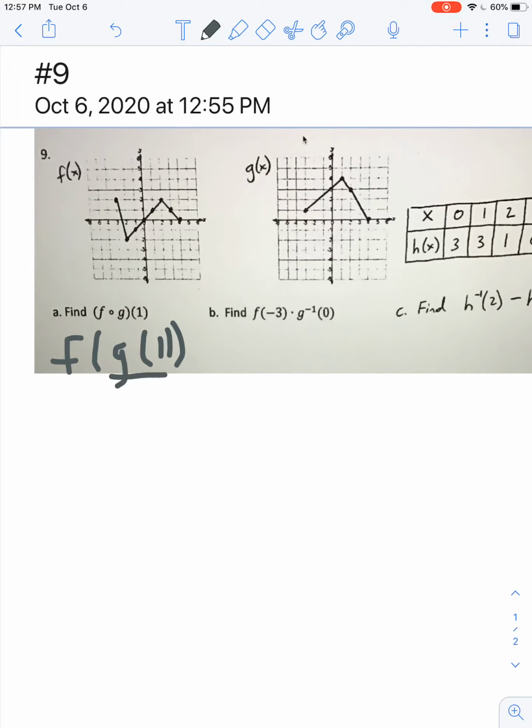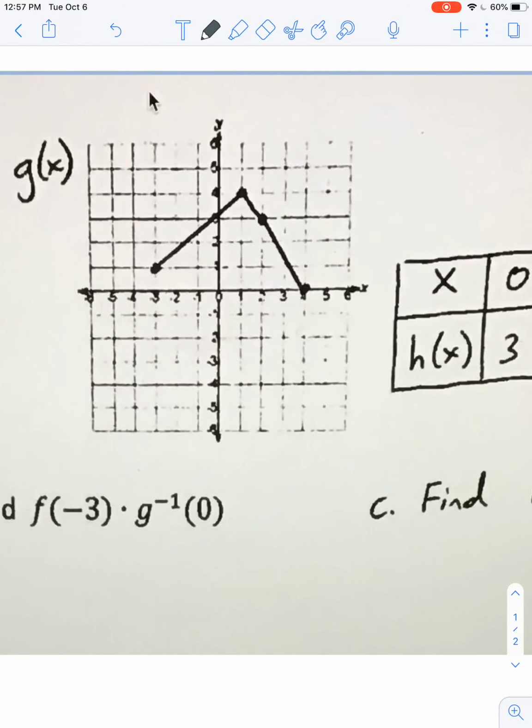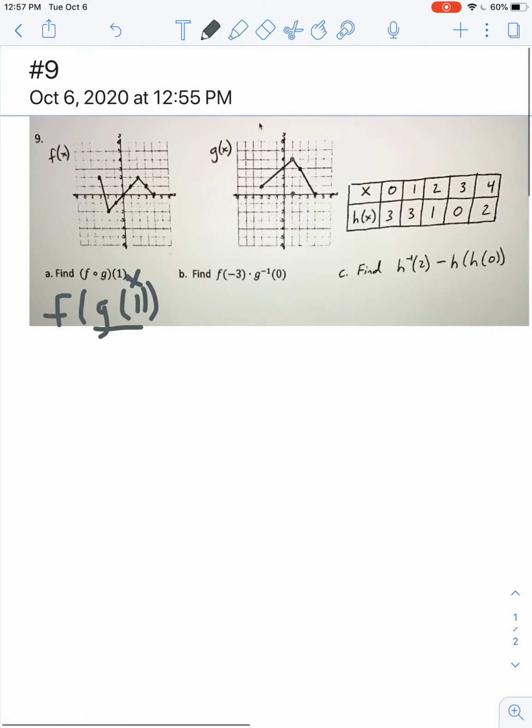And so what that means, I go on the G graph, and I look for where X is 1. So I go on the G graph, and I go to the X coordinate of 1, and then I go to where the graph is right here, and I look for that Y value. So G of 1 is 4. So I'm going to replace G of 1 with 4. Now that means I'm looking for F of 4.